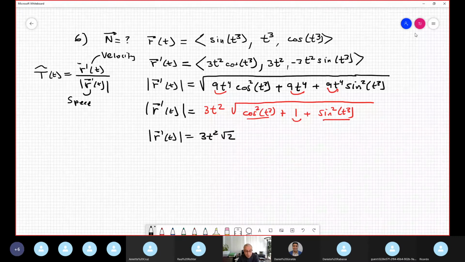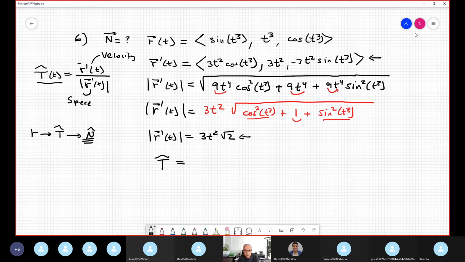Okay, good. Now if you want to find the unit tangent vector. Actually, my goal is the unit normal, but okay, I need to compute this first. It's the chain: I have r, I find the unit tangent, and after I find the normal. Okay, my final goal. So you divide this by this. When you divide this one by this one, it's obvious that 3t squared is cancelled and divided by radical 2.